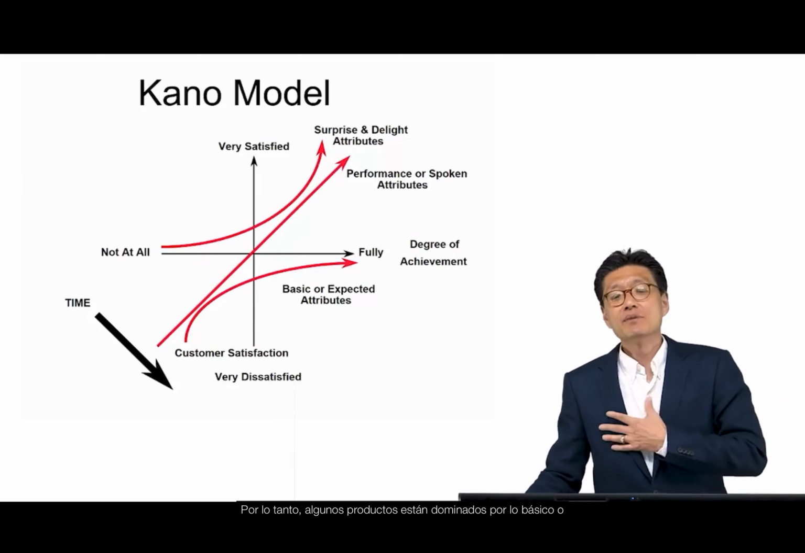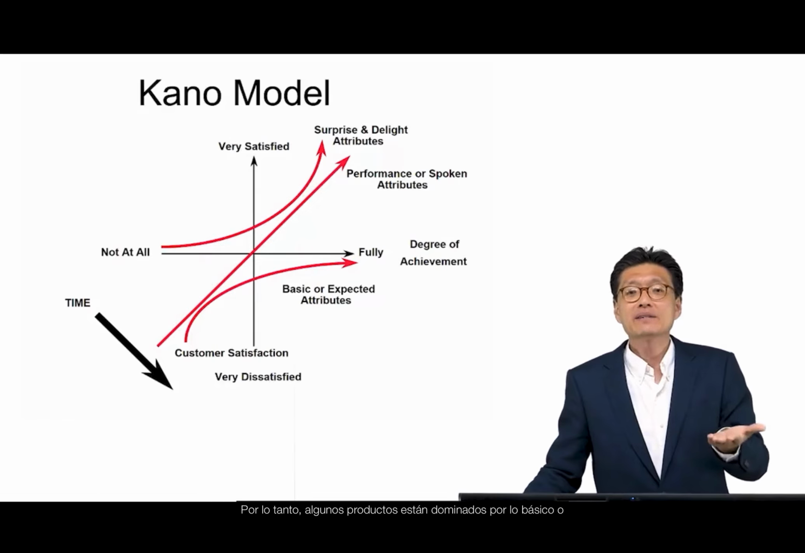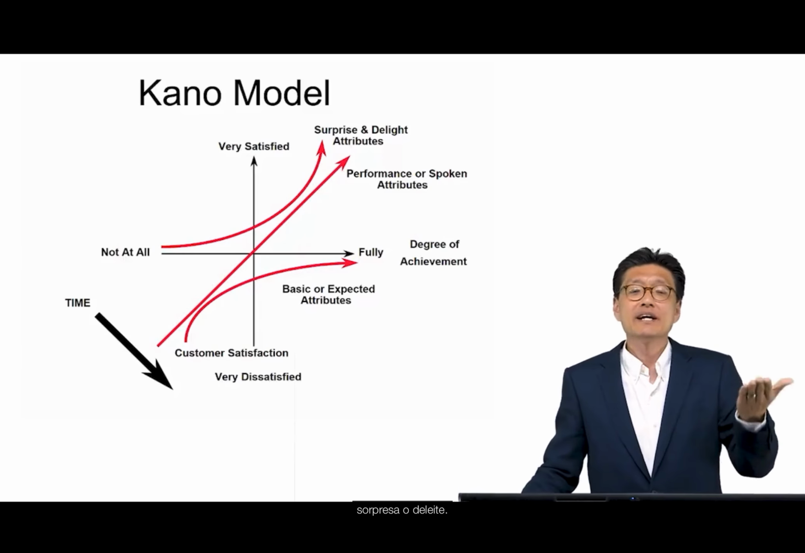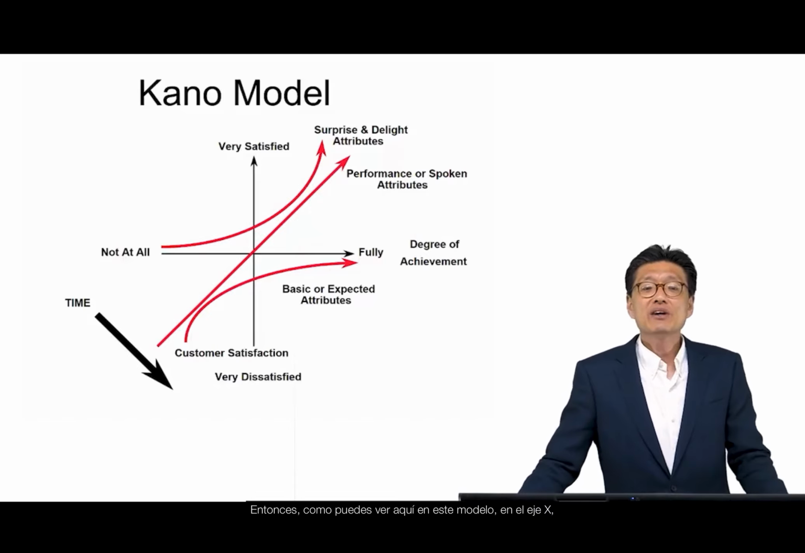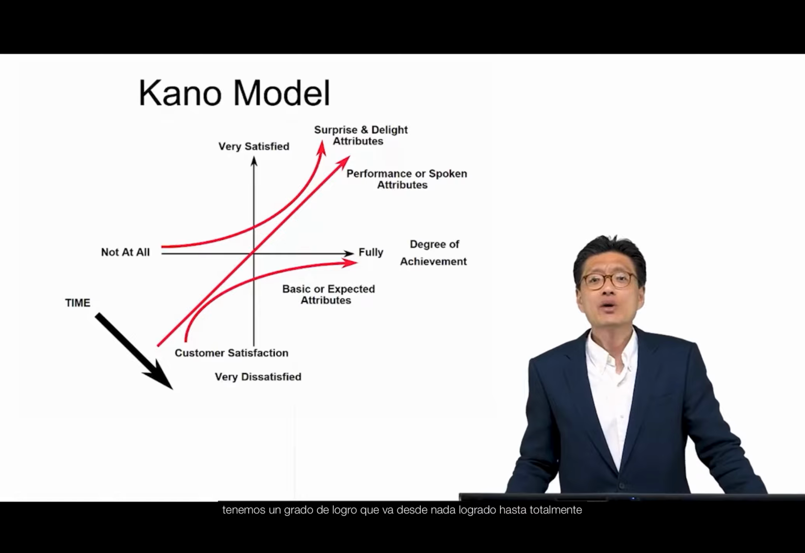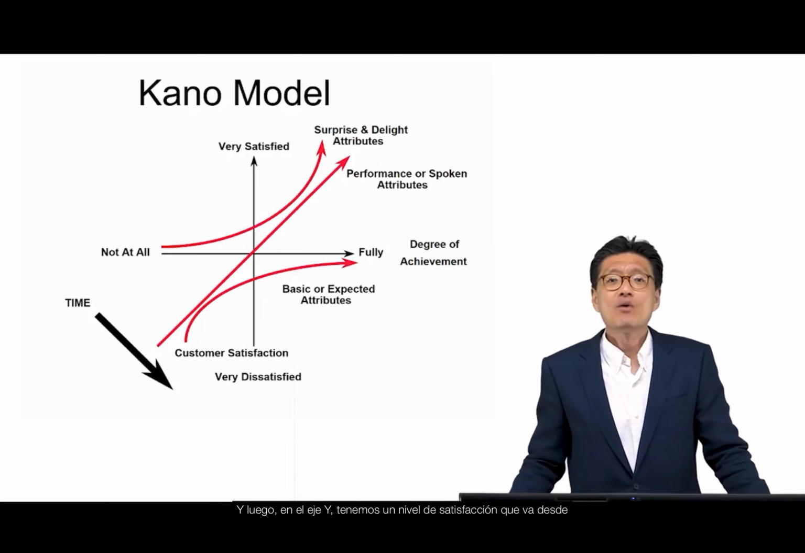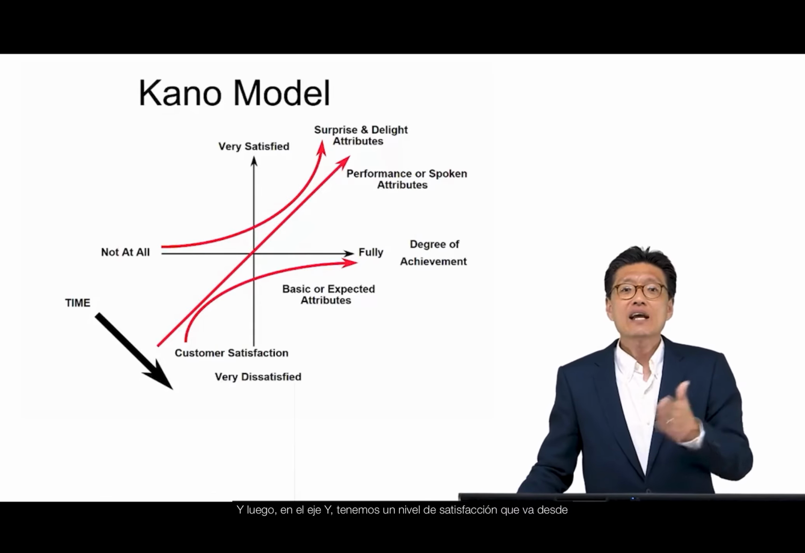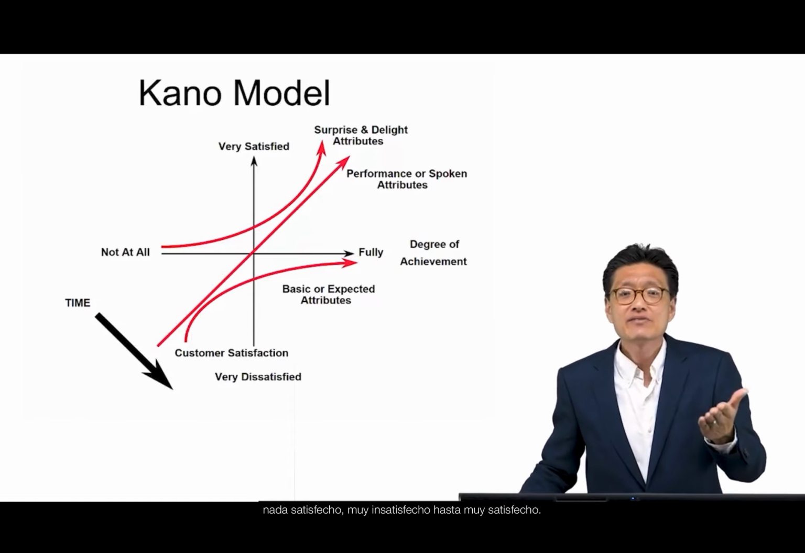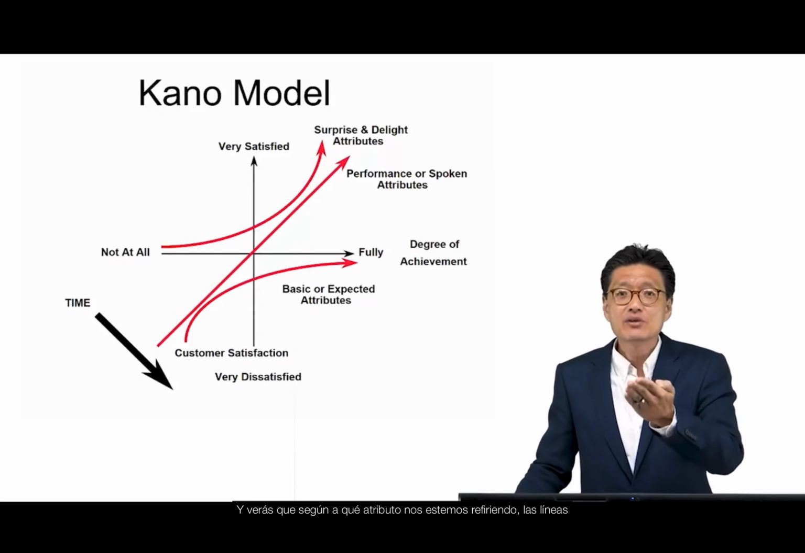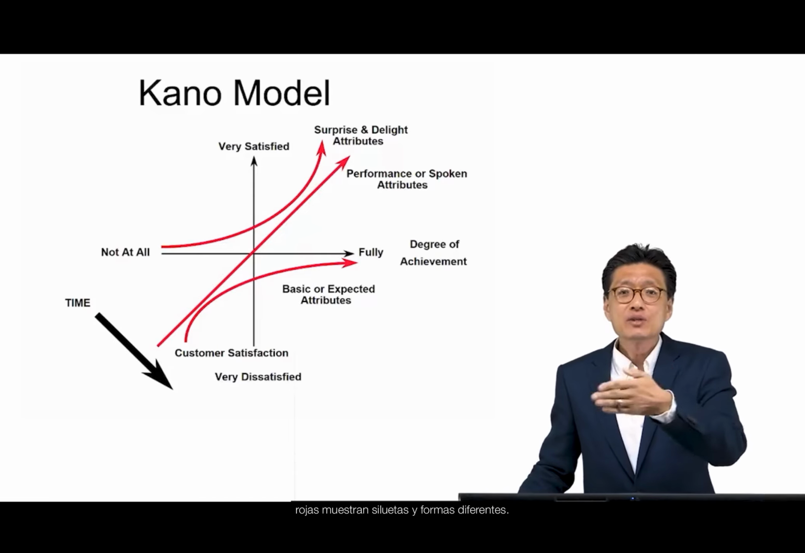So some products are dominated by basic or expected, some evenly across the three, some more by surprise or delight. As you can see in this model, on the x-axis we have degree of achievement, ranging from not at all achieved to fully achieved. And on the y-axis we have level of satisfaction, ranging from not at all satisfied, very dissatisfied, to very satisfied. You'll see that depending on which attribute we are referring to, the red lines show different shape and form.